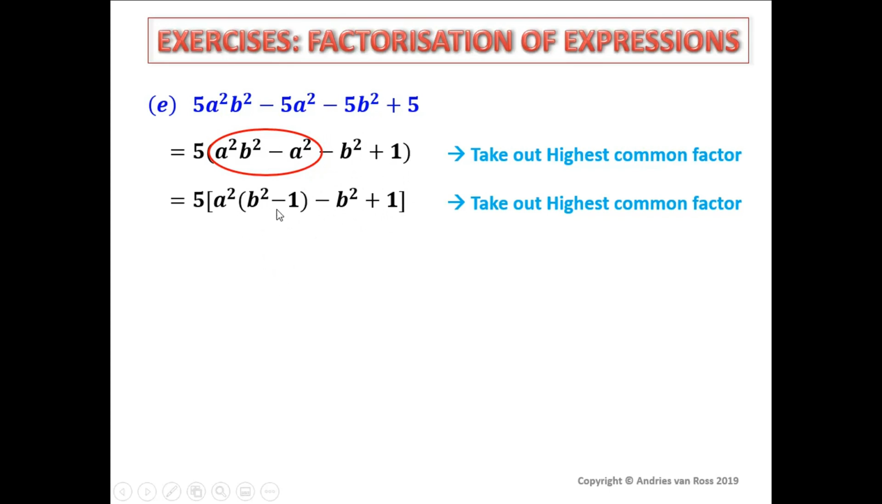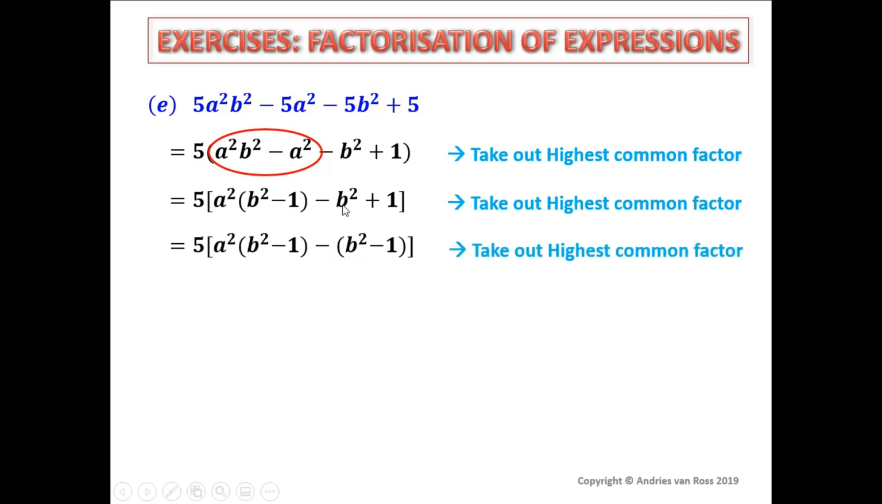Now if we look at what's in the brackets here, b squared minus 1. And on the right hand side we've got minus b squared plus 1. But because they're so close to each other, if we do something to this minus b squared plus 1, we can get it the same. We can take out a minus from both these two terms and get it the same as b squared minus 1. Let's see how we do that.